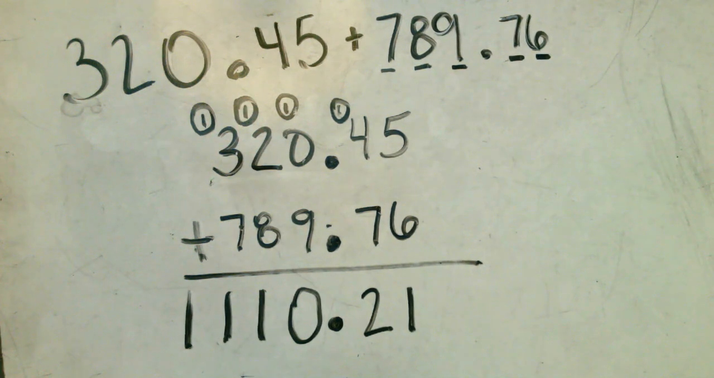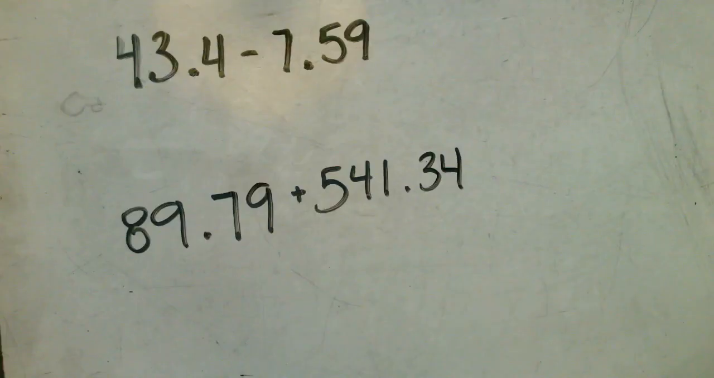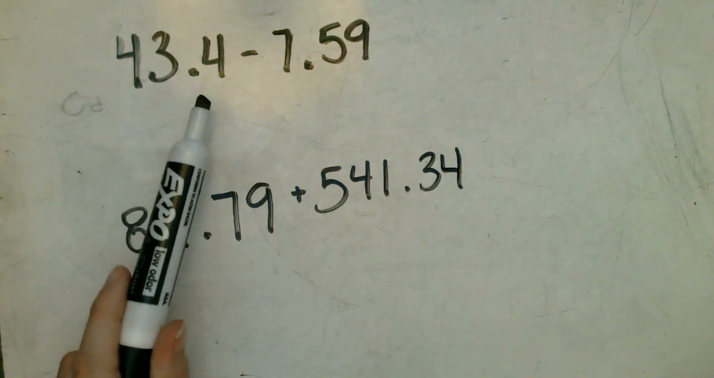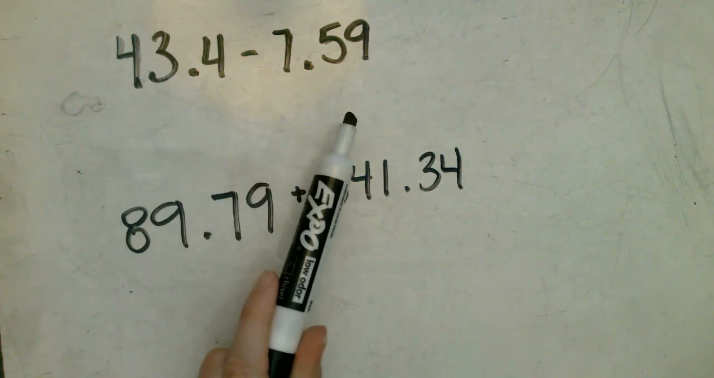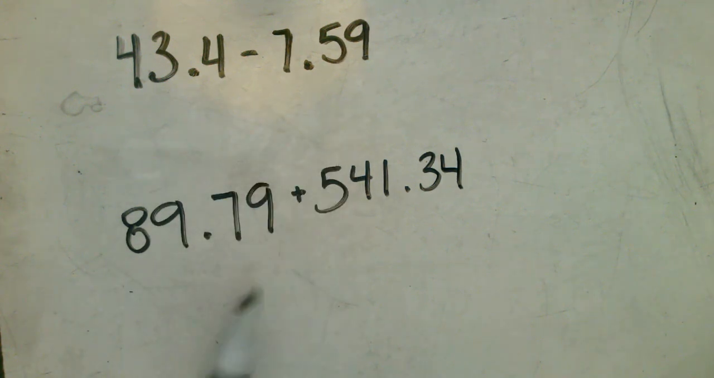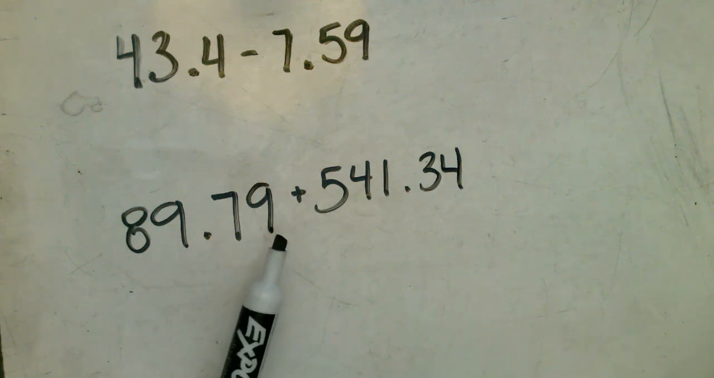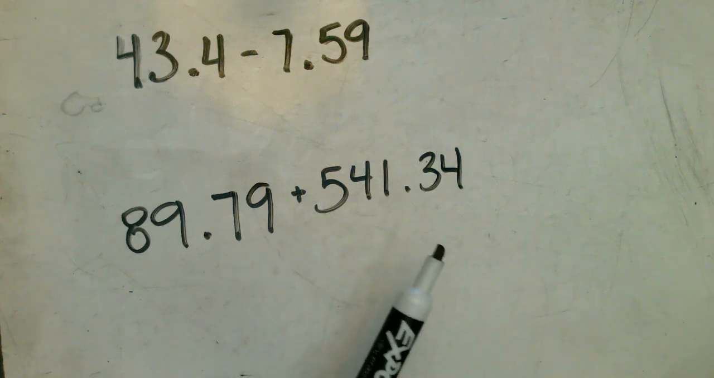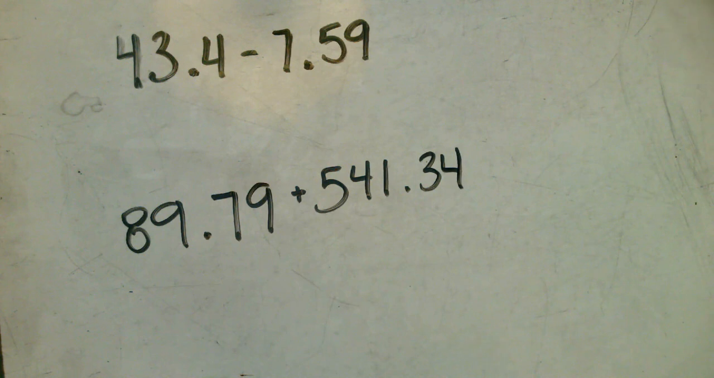Clear your whiteboards, and I'll give you 2 more to work on independently and talk out as a class. The 2 problems you are going to work on independently on your whiteboards and then talk about your answers as a class are the following. 43 and 4/10 minus 7 and 59 hundredths. Second problem is 89 and 79 hundredths plus 554 and 34 hundredths.